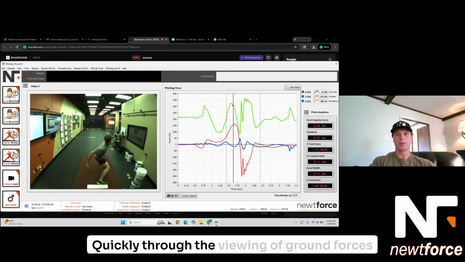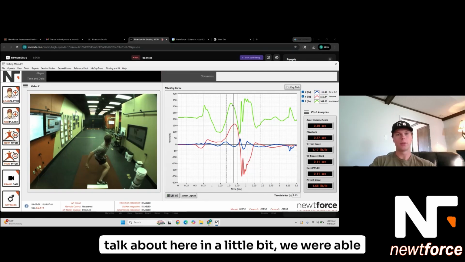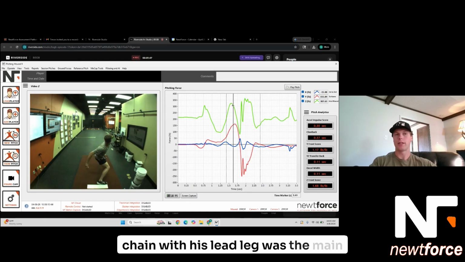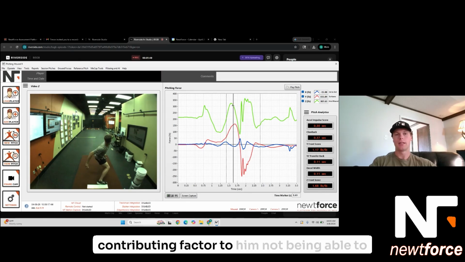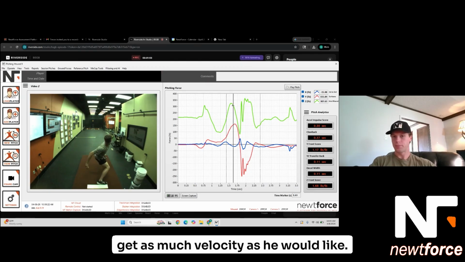Quickly through the viewing of ground forces and also the motion capture, which we will talk about here in a little bit, we were able to identify that his lead leg block and the transferring of that energy up the kinetic chain with his lead leg was the main contributing factor to him not being able to get as much velocity as he would like.